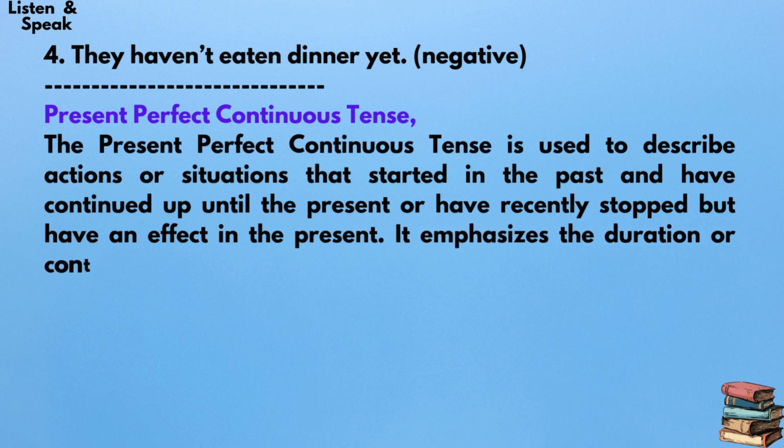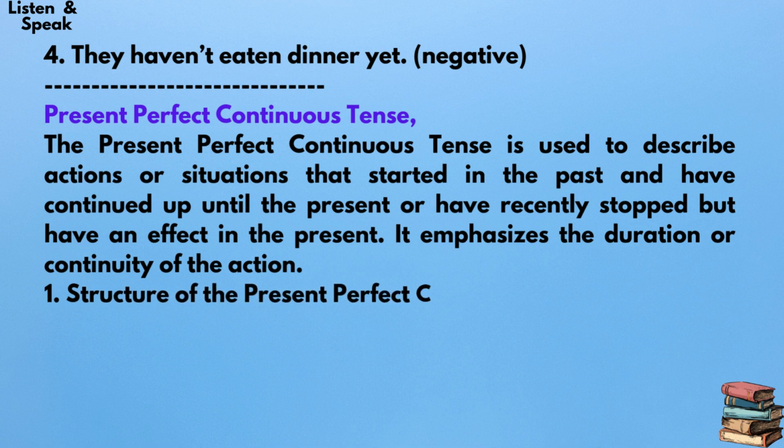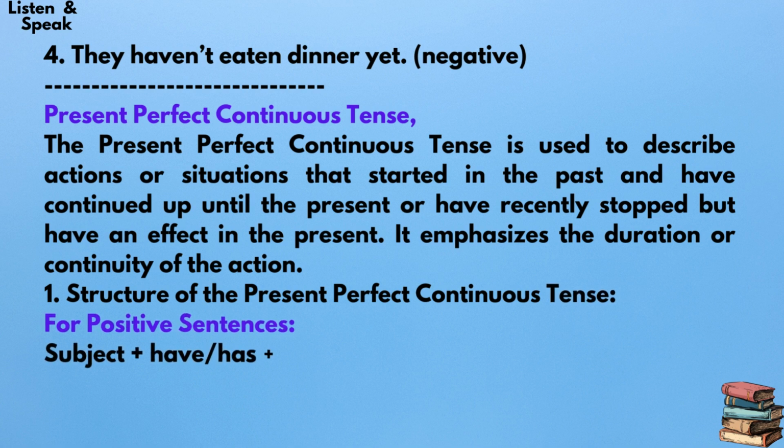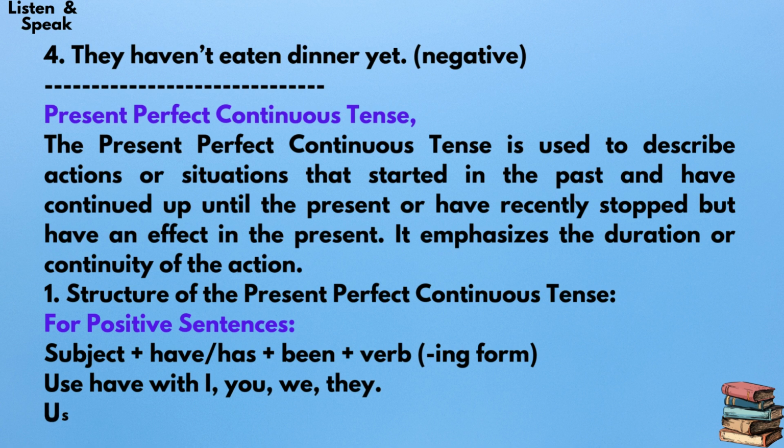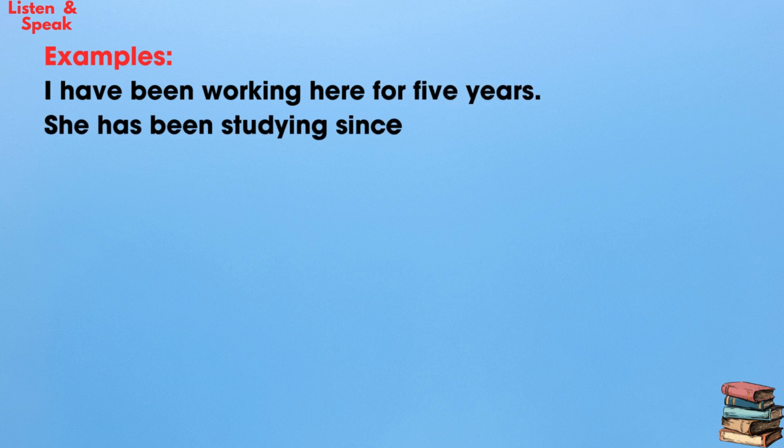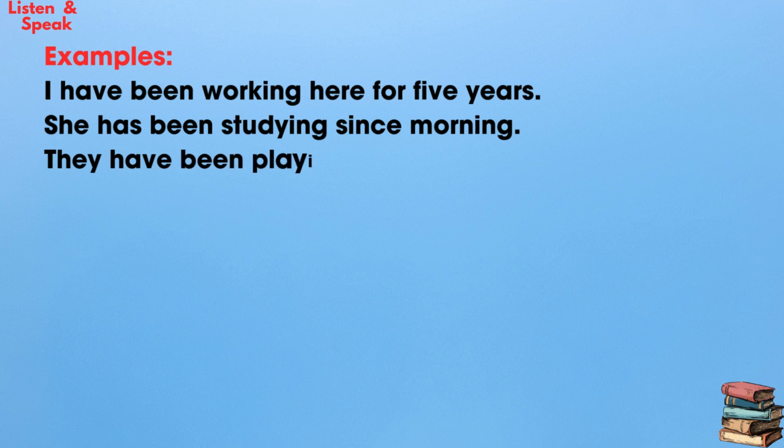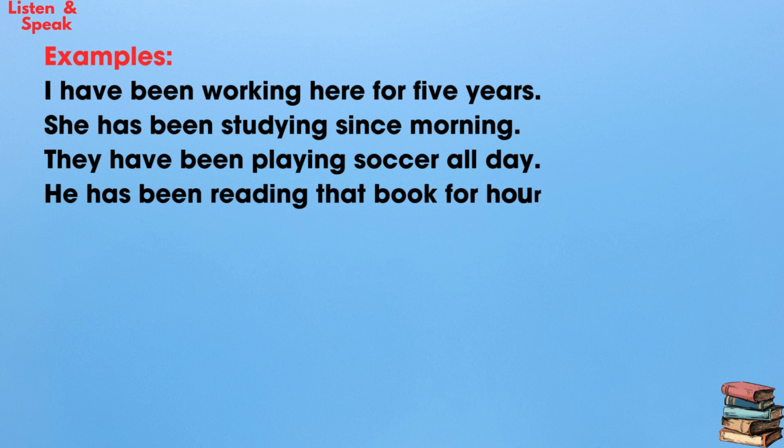1. Structure of the present perfect continuous tense. For positive sentences: subject + have/has + been + verb-ing form. Use have with I, you, we, they. Use has with he, she, it. Examples: I have been working here for 5 years. She has been studying since morning. They have been playing soccer all day. He has been reading that book for hours.